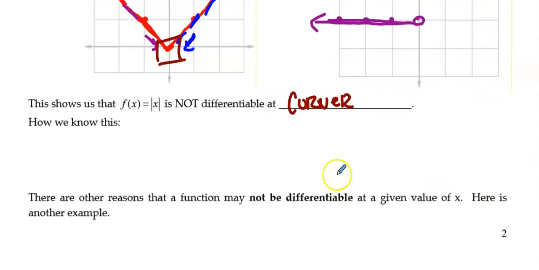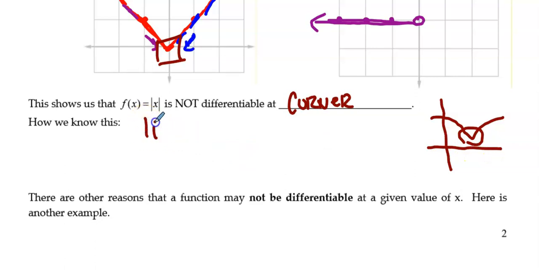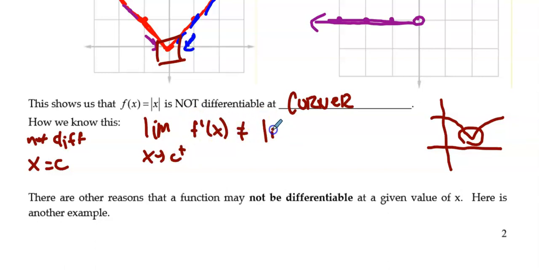So what we can say now is that at every corner, the function is not differentiable. I can give you a random graph, and right here at the corner, it's not going to be differentiable. The reason is, let's call this point c, so it's not differentiable at x equals c: the limit as x approaches c from the right of f prime of x does not equal the limit as x approaches c from the left of f prime of x. That simply means the slope of our graph approaching from the right is not equal to the slope as x approaches c from the left.